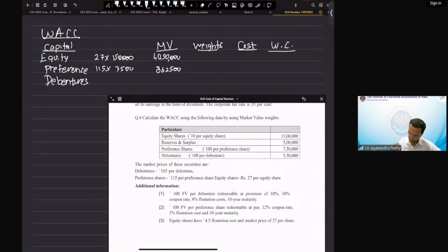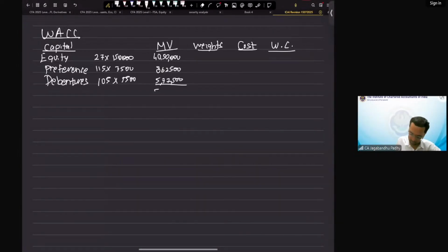Debentures are redeemable at a premium of 10%, 10% coupon rate, 4% flotation cost. Debentures market price is 105. So 105 into debentures count is 5,500. So this works out to be 5,77,500.